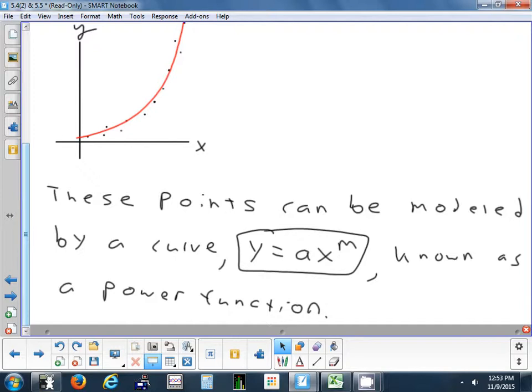Now, when we do it, we're going to do a little bit by hand. We're also going to try something on the calculator. The thing on the calculator is it uses different letters. So I'm just setting it up the way the book uses it. The calculator is going to use different letters. I think it uses A and B instead of A and M. All right, so this is called a power function.